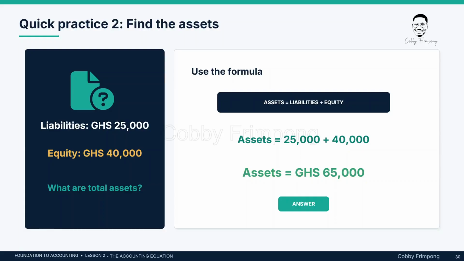Example 2. Find the assets. A business has liabilities of 25,000 Ghana cedis and equity of 40,000 Ghana cedis. Assets equal liabilities plus equity. 25,000 plus 40,000 equals 65,000. Total assets are 65,000 Ghana cedis.